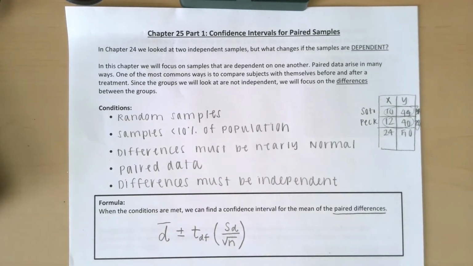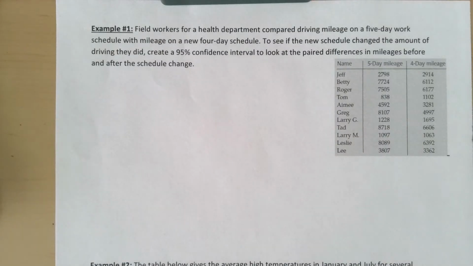Okay, on the next page we'll see a few examples using this formula as we go through several questions. All right, example 1 says, field workers for a health department compared driving mileage on a 5-day work schedule with mileage on a new 4-day schedule. To see if the new schedule changed the amount of driving they did, create a 95% confidence interval to look at the paired differences in mileages before and after the schedule change.